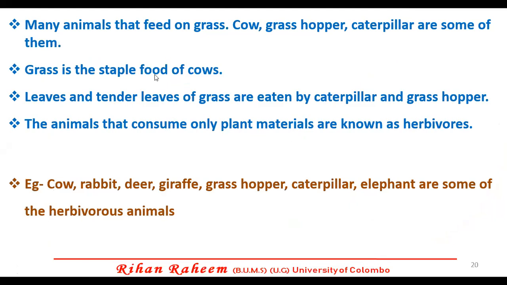Many animals that feed on grass, for example, cow, grasshopper, caterpillar are some of them. Not only grass, plants. Grass is the staple food of cow. Staple food means main food of cow is grass. Leaves and tender leaves of grass are eaten by caterpillars and grasshoppers. Tender leaves means young leaves.